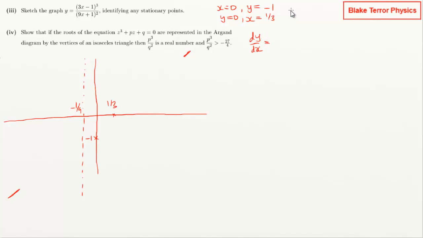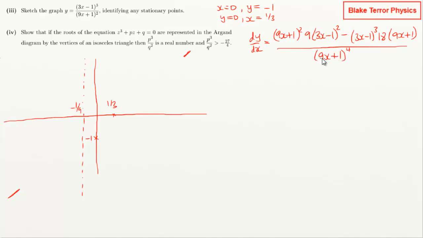quotient rule. So I'm doing vdu, so (9x+1)^2, and then the du is going to be what, 9(3x-1)^2, and then minus udv, so (3x-1)^3, and then dv is going to be 18(9x+1), and then over v squared, so I'm putting that (9x+1) to the 4. And what do I do with this?